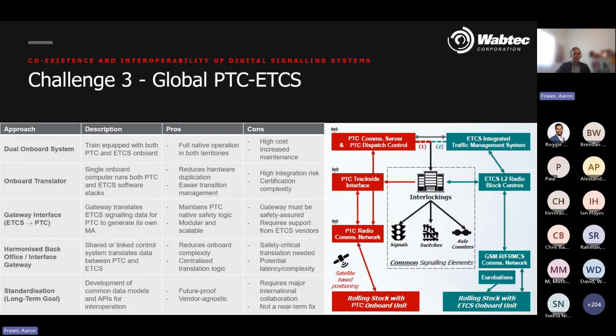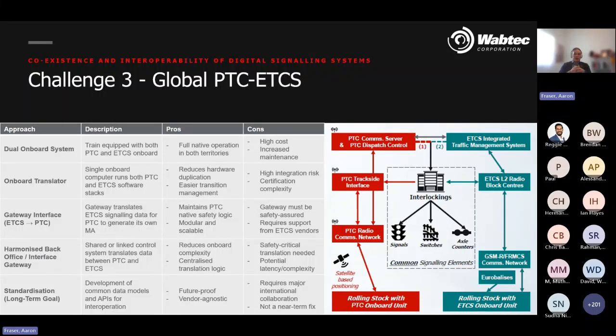Other alternatives could be a translation layer or a gateway to enable the PTC system to elaborate its own movement authority, utilizing the underlying safety system, the signaling safety that's in place through the interlockings in the ETCS territory, for instance. And that could be undertaken through a standards-based approach by obtaining the relevant information for the PTC system to elaborate its own movement authority.